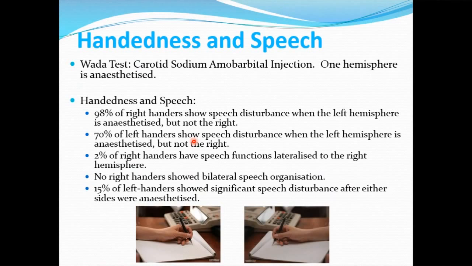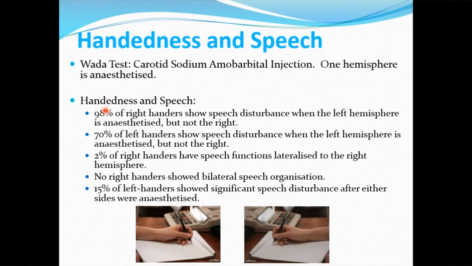You will read about the WADA test, where carotid sodium amobarbital is injected into the brain and one hemisphere is anesthetized. You'll read about a lot of experiments done with the WADA test, because if they can anesthetize one hemisphere, they can get a sense of what the other hemisphere does or doesn't do. And you'll read quite a bit about this.